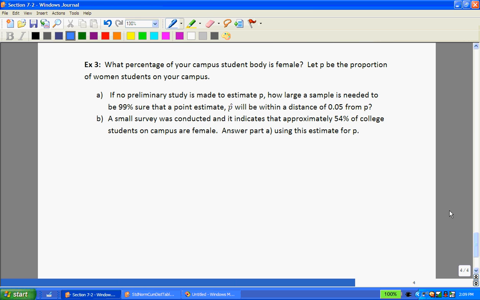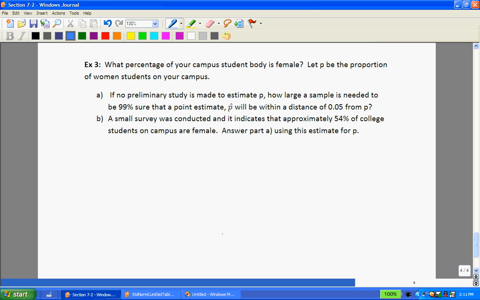What percentage of your campus student body is female? Let P be the proportion of women students on your campus. A. If no preliminary study is made to estimate P, how large a sample is needed to be 99% sure that a point estimate p hat will be within a distance of 0.05 from P?